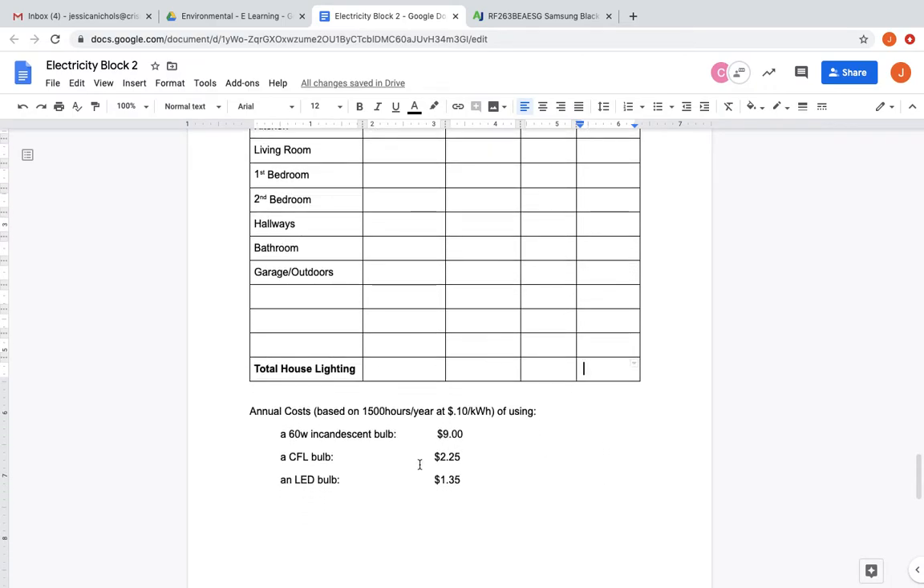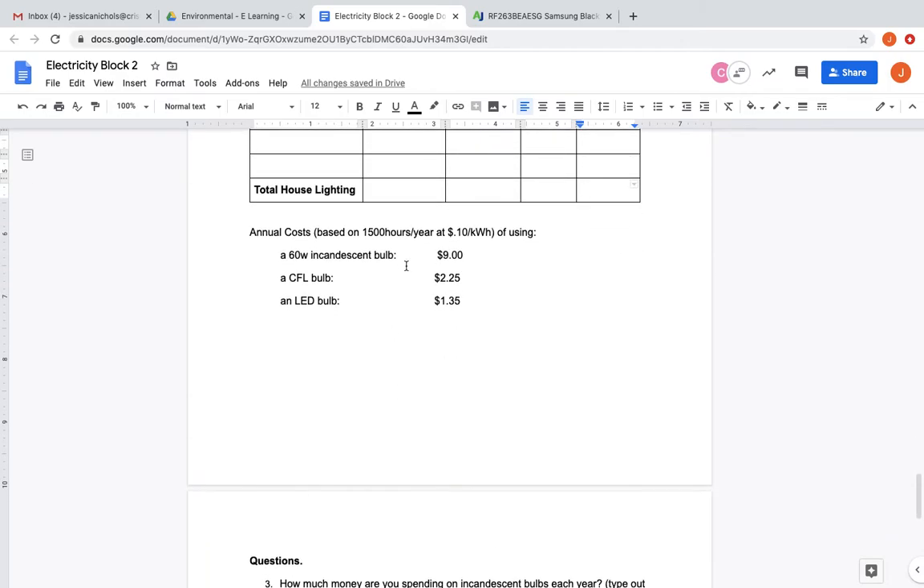So we are going to go down here after you get that figured out. You're going to look at the annual cost based on some numbers, based on the average use of 1,500 hours per year of a light bulb at 10 cents a kilowatt, okay? And you guys already figured out before that you're actually being charged like 11 or 12 cents per kilowatt. So a 60 watt incandescent bulb costs $9 a year. One bulb costs $9 a year. One CFL bulb costs $2.25 a year to run, and an LED bulb costs $1.35 a year.